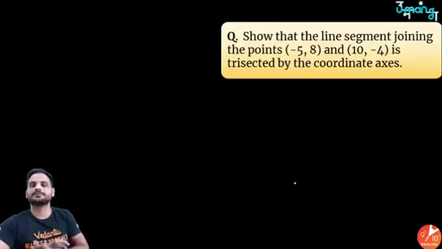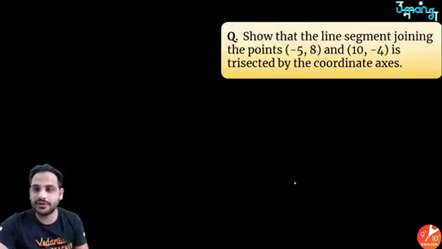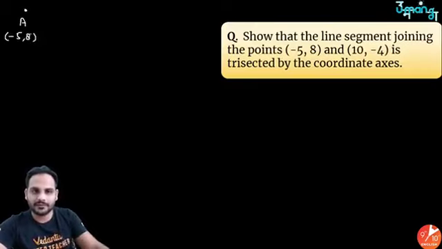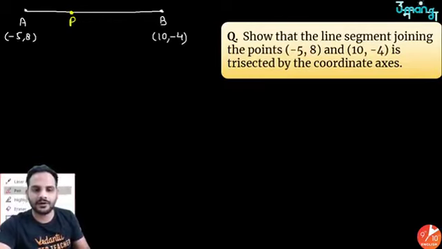Okay. Next question. Show that the line segment joining the points minus 5 comma 8 and 10 comma minus 4 is trisected by the coordinate axes. So there is a point A which is minus 5 comma 8. Then there is a point B which is 10 comma minus 4. This is given to you, and there are 2 points in between. One point is your point P, and one point is your point Q.